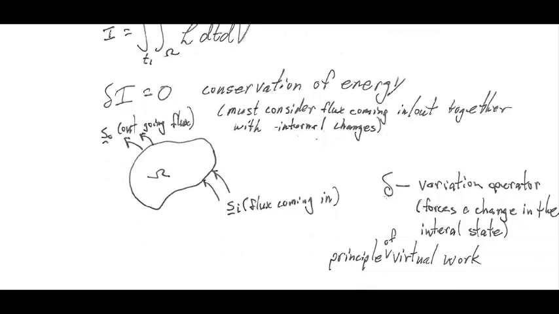So this we'll be using quite a bit. It's a variation operator. We'll apply it in mechanics. We'll also apply it in electromagnetics. In mechanics, you'll often see this called the principle of virtual work.